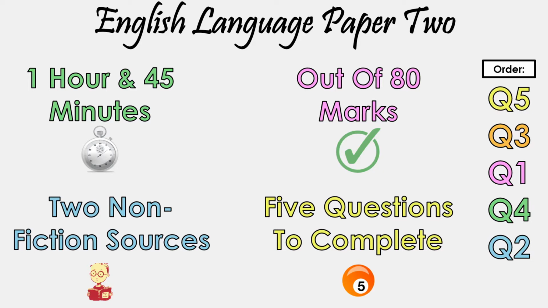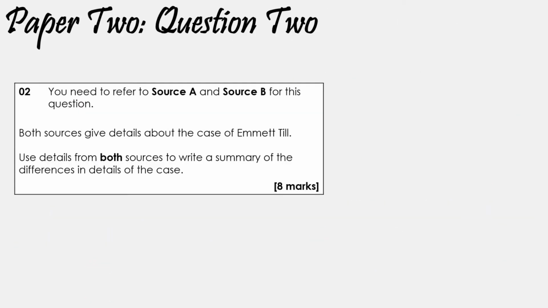There are 5 questions to complete, and the best order to complete this paper in is this order. Question 5 first, then question 3, 1, 4, and finally 2. The reason for this is that you get the big mark question out of the way first. Question 3 and question 1 are next because they're both only about one source. Then for question 4 and 2, you need to read and compare 2 sources, so we'll leave those questions until last.